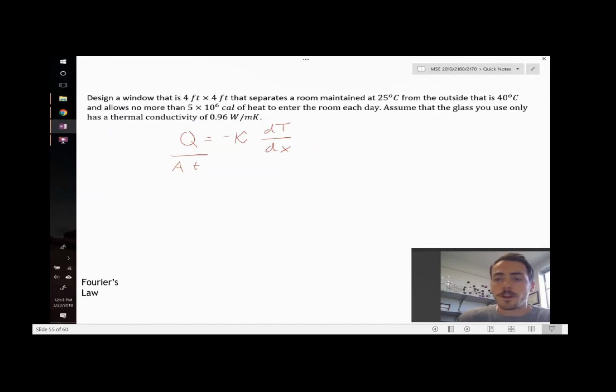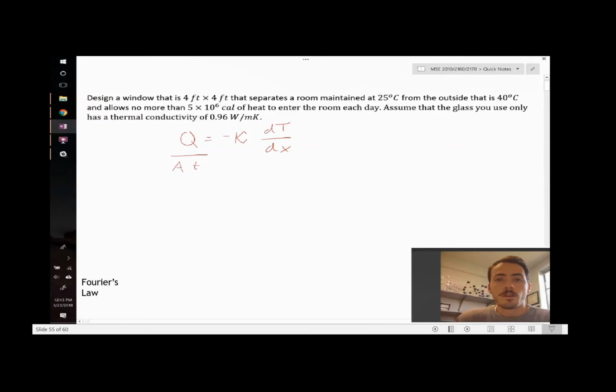So with that said, how do we go about solving this question? Well, we're told to design a window, but we're already told the dimensions in terms of area. We know how big it is in terms of area. So what can we actually change? We're not changing the temperature on either side. The only thing that we can change is the thickness or the choice of material. And in this case, we're given a choice of material. So the only thing we can change is the thickness, so dx. That's the only thing we're going to change here.